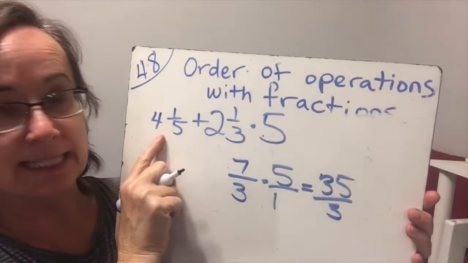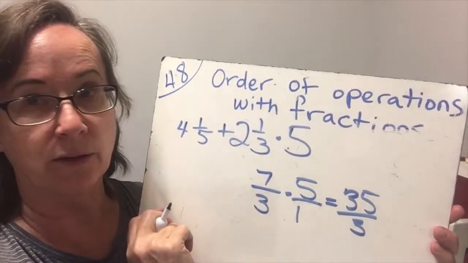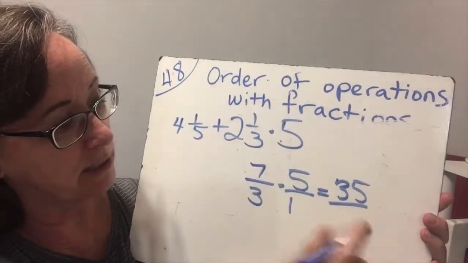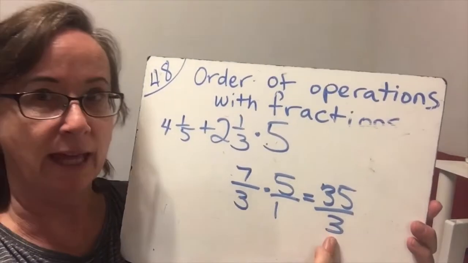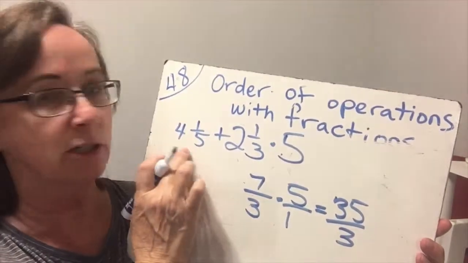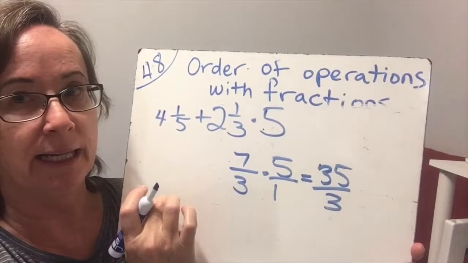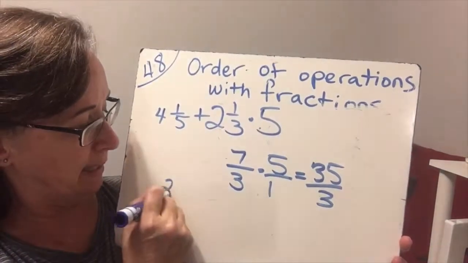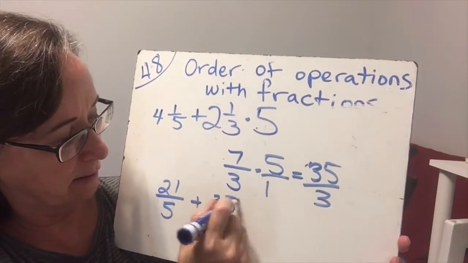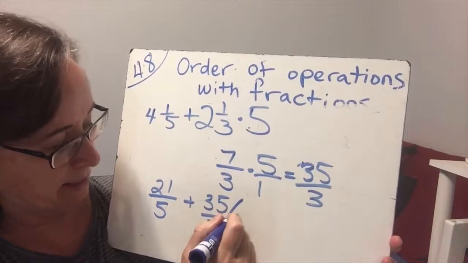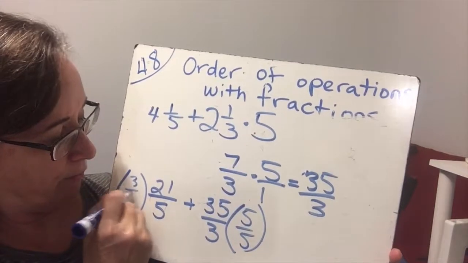And then over here on this side, we've got to add the 4 1/5. But we're going to go ahead and turn it into an improper fraction. I really don't have to. I could turn this into a mixed number, but I'm going to change this just because I could do it either way. 20 plus 1 is 21/5. So I have 21/5 plus 35/3. So let's go ahead and multiply this one by 5 over 5 and this one by 3 over 3.